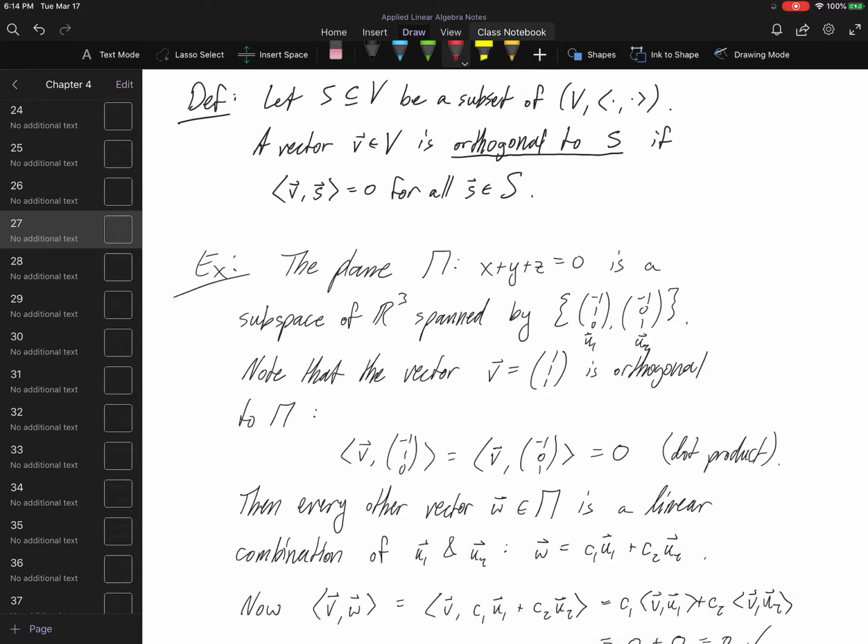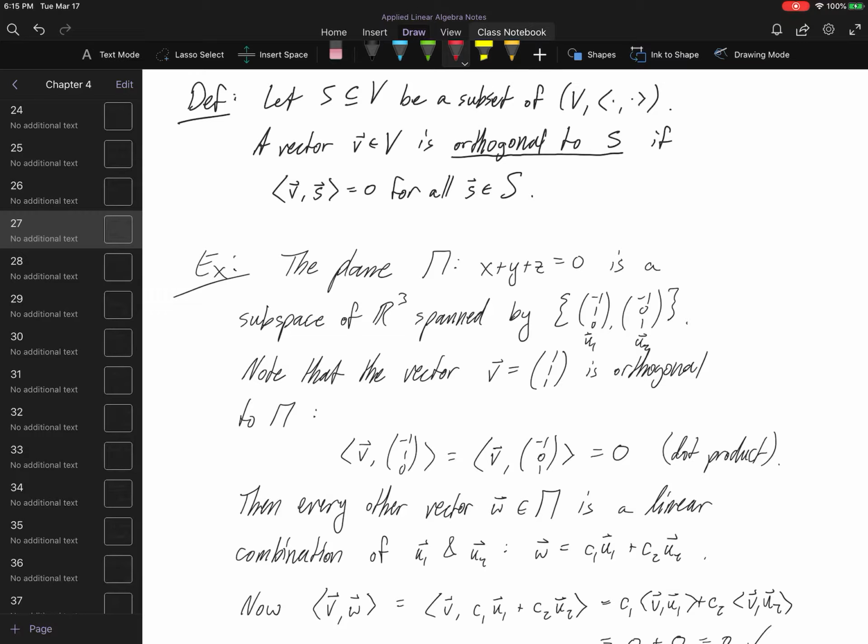All right, so let's dive in here, and we're going to begin with a generalization. We're going to start with some subset S of a vector space V, inside of an inner product space. Then a vector v in V will be said to be orthogonal to the set S if the inner product between v and any element of S is 0.